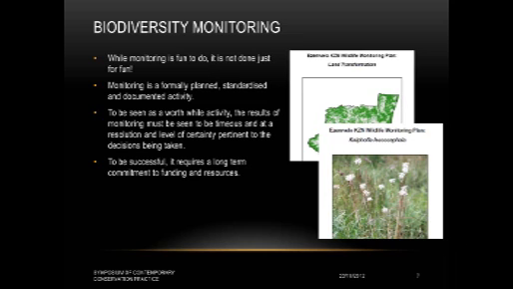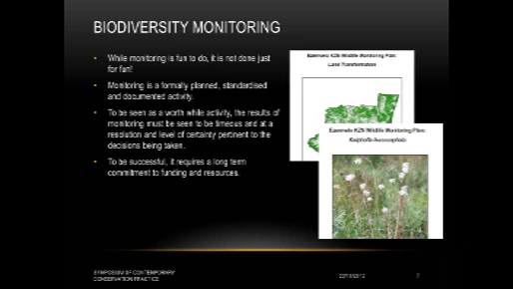While monitoring is fun to do, it is not just done for fun. Okay, that is important. Most of us ecologists go out and do things because they're fun. Okay, but we've got to realize that we can't just do it for fun. Monitoring is a formally planned, standardized, and documented activity, and I think we've got to get that into our heads.